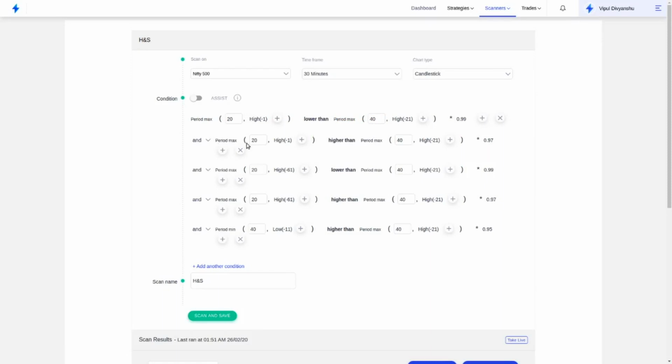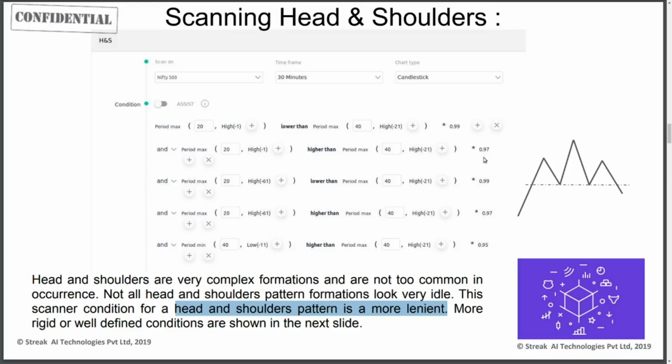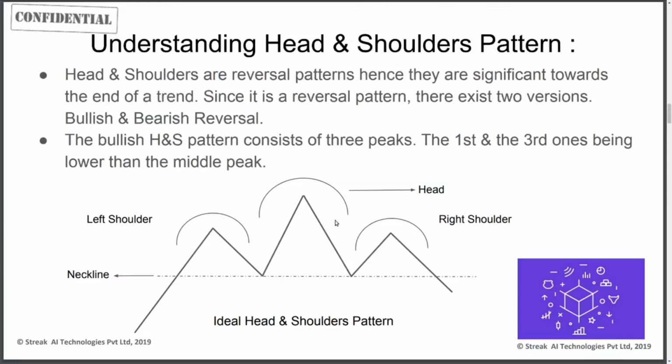Then the next thing I have done is I have written another condition which says your period max, again the high of the recent 20 candles, should be higher than period max of 20 again, the 40 candles after leaving the latest 20 candles, into 0.97. So I'm saying that okay, it should fall in this range of 1 to 3%.